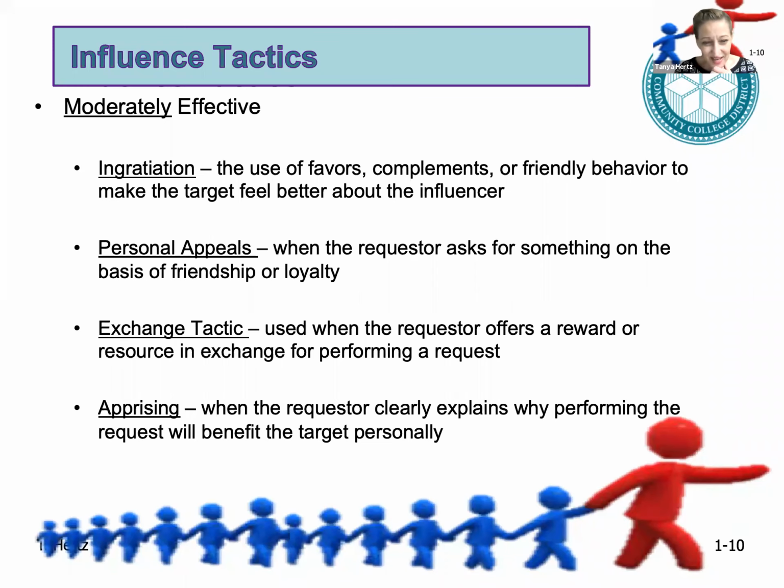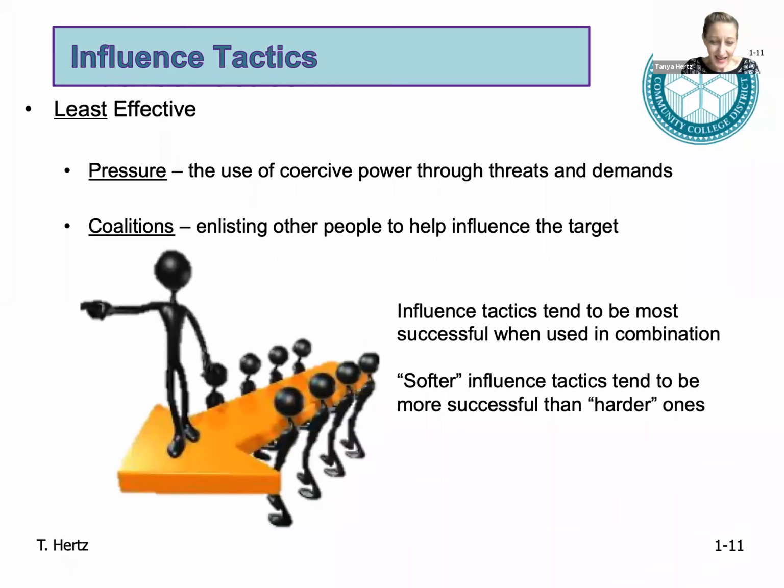All right, the least effective tactics tend to be the harder, not as soft tactics, and they work, but they're better used in smaller doses. And those are things like using pressure, coercive force, harsh language, threats, demands, or coalitions, saying to other people, hey, help me to influence this person, so that we can get them to do what we want them to do. That works, but it's better to use those softer and kinder tactics, because if you constantly use hard tactics to get people to do what you want, like stay later or you're fired, it works, but it leads to some pretty negative feelings towards the influencer.